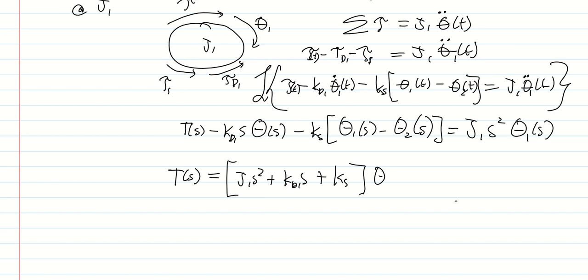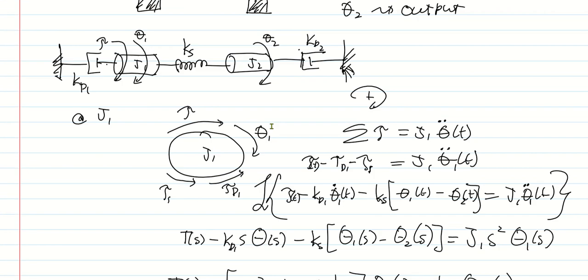Multiplied by theta 1 s. Then we have still minus k minus theta 2, so this will become minus Ks theta 2 s. So we have theta 1 s and theta 2 s. We still cannot solve for the transfer function because we have three variables here: T, theta 2 and theta 1. We don't want theta 1. We need theta 2 and T because that's our output and input. So we need to find a way to solve for theta 1 by using the other inertia, J2.